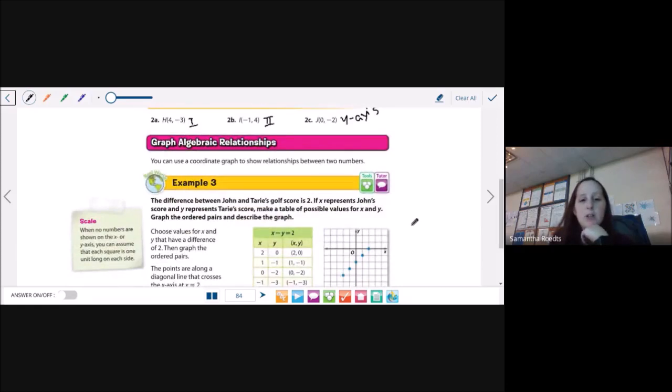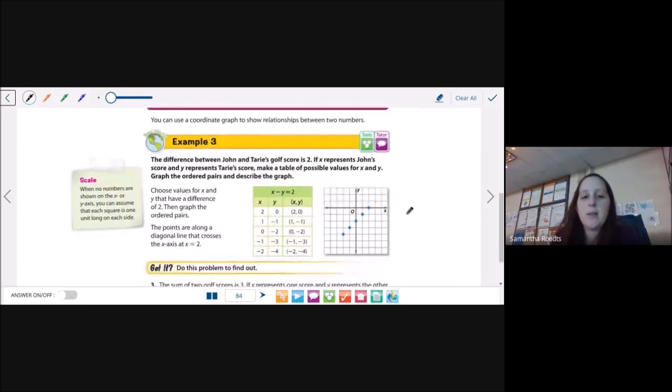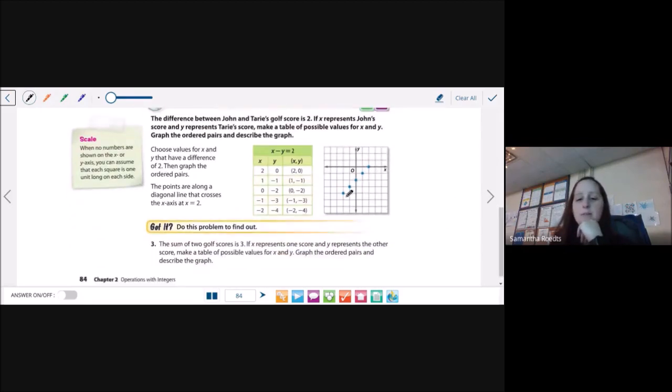Graph algebraic relationships. You can use a coordinate graph to show relationships between two numbers. Example 3. The difference between John and Tari's golf score is 2. If x represents John's score and y represents Tari's score, make a table of possible values for x and y. Graph the ordered pairs and describe the graph. So choose values for x and y that have a difference of 2. So x is 2, y is 0, x is 1, y is -1, 0 is -2, -1, -3, and -2, -4. Then I can graph the points.